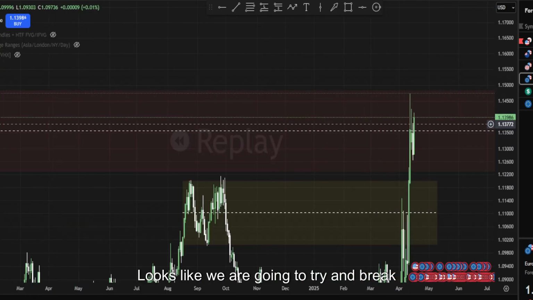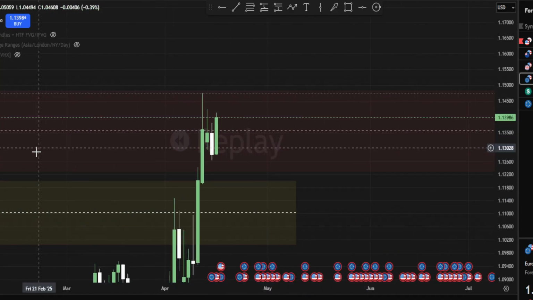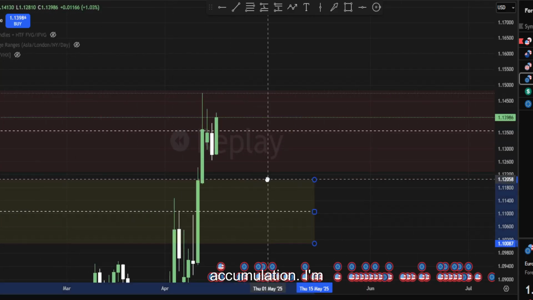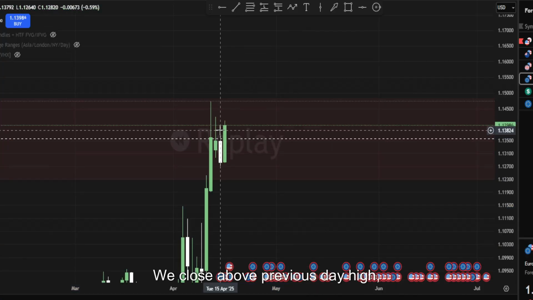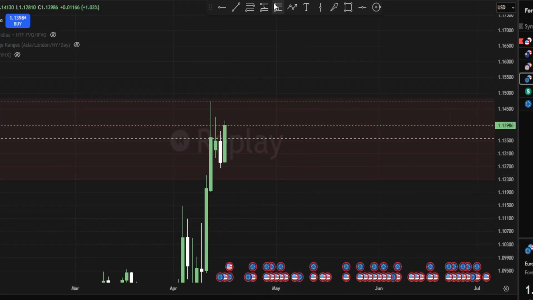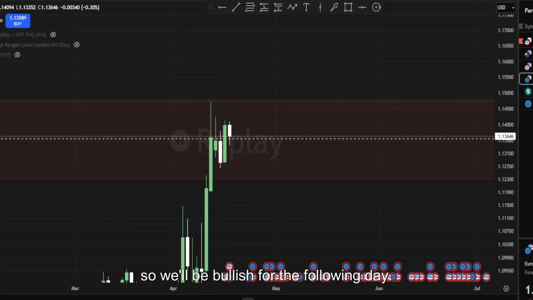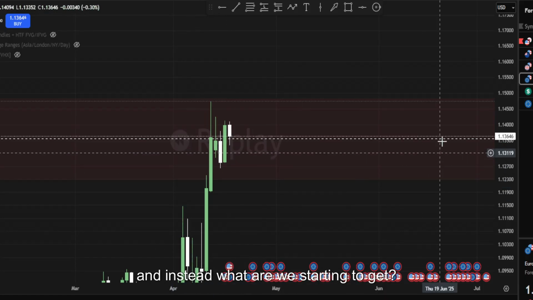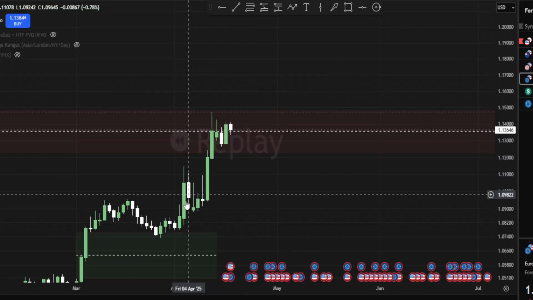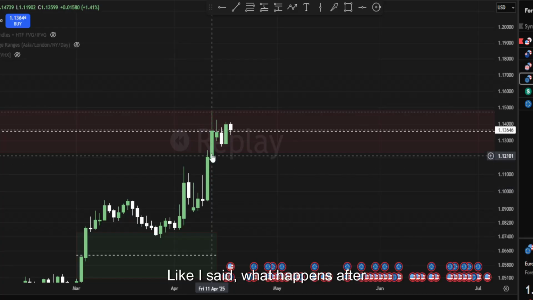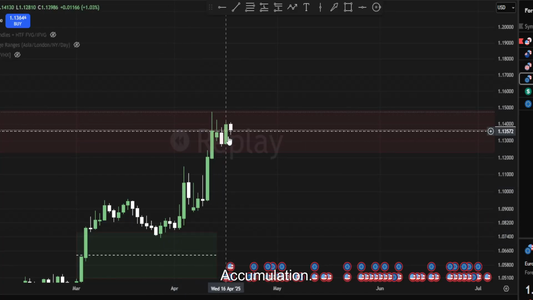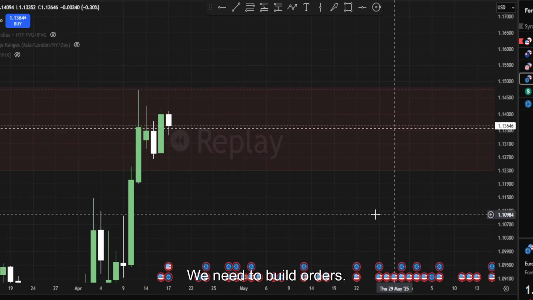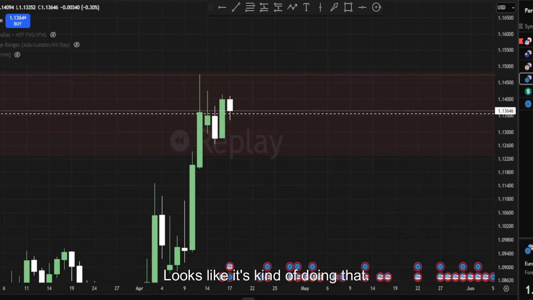Looks like we are going to try and break through that previous accumulation. I'm just going to get rid of that because we close above previous day high, so we'll be bullish for the following day. And instead, what are we starting to get? Like I said, what happens after distribution? Accumulation. We need to build orders. Looks like it's kind of doing that.